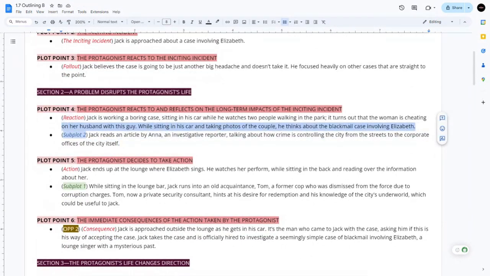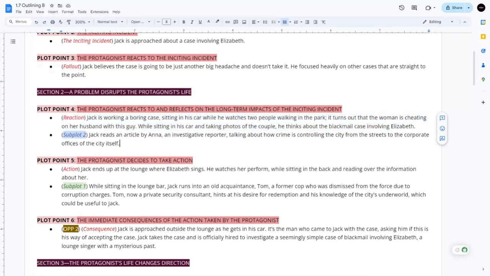The fourth plot point is Jack is working a boring case, sitting in his car while he watches two people walking in the park. It turns out that the woman is cheating on her husband with this guy. While sitting in his chair and taking photos of the couple, he thinks about the blackmail case involving Elizabeth.